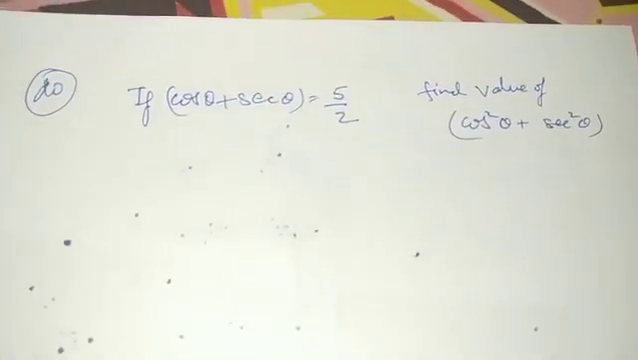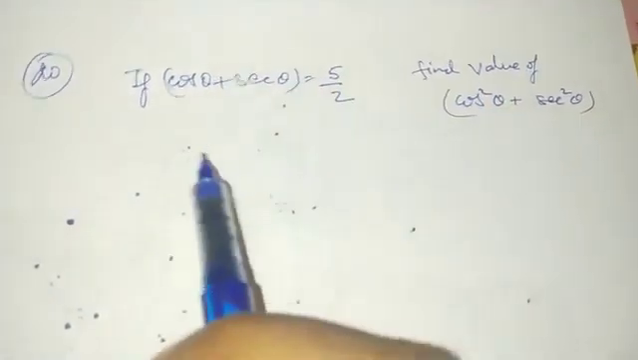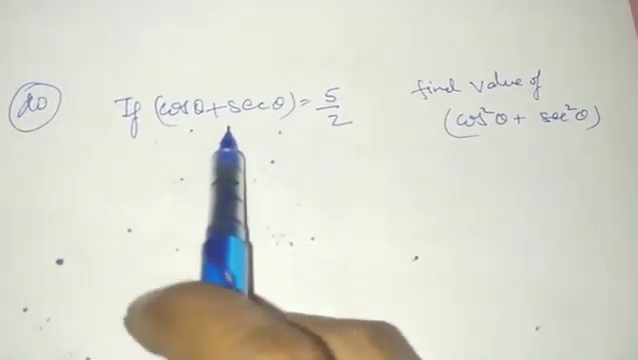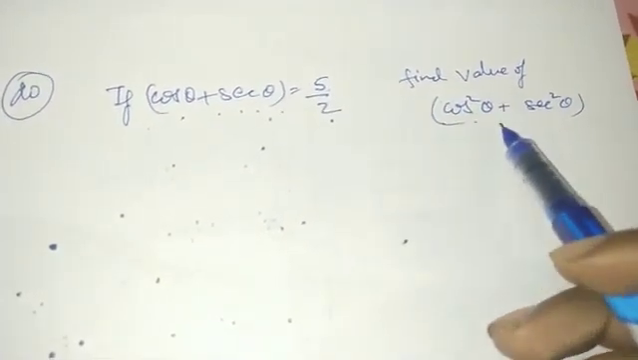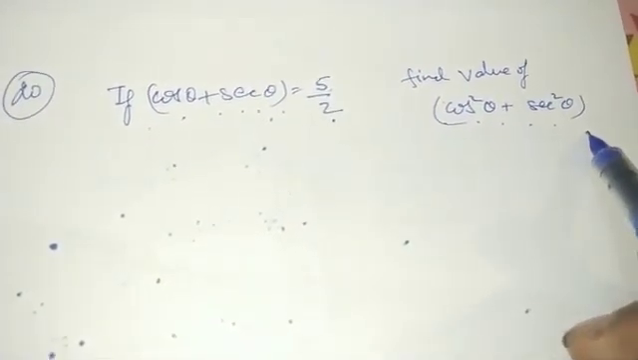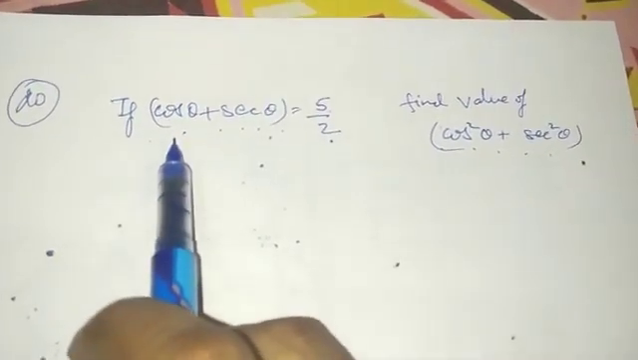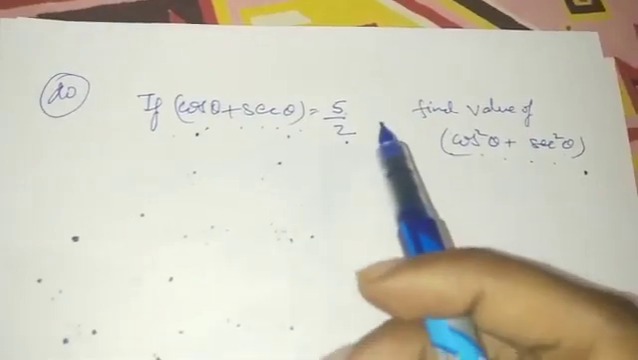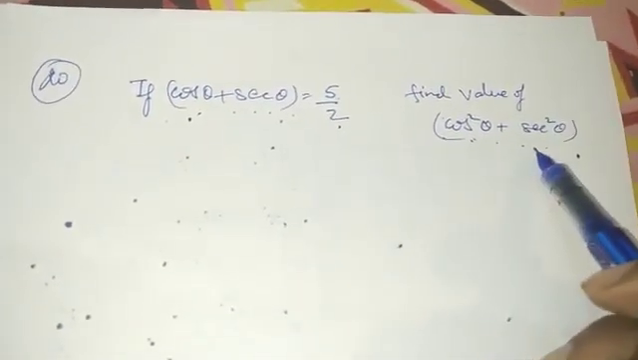Okay, let's continue. The next question we are going to take up is question number 20, where it is given that cos theta plus sec theta is equal to 5 upon 2. Find the value of cos square theta plus sec square theta. Up till now, in the previous question, if we were given any one trigonometric ratio, then using the triangle method we were able to calculate all of the trigonometric ratios and substitute the value to calculate that thing.